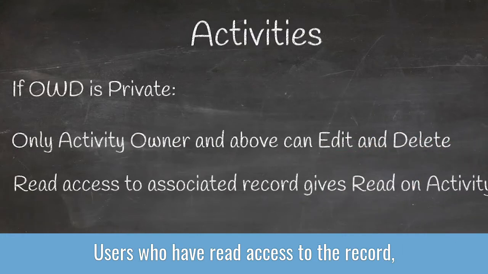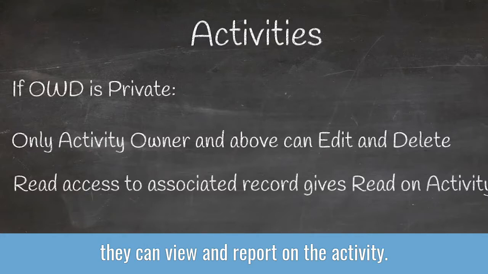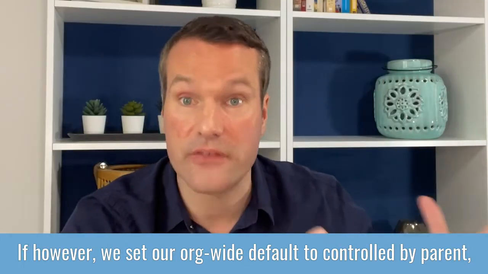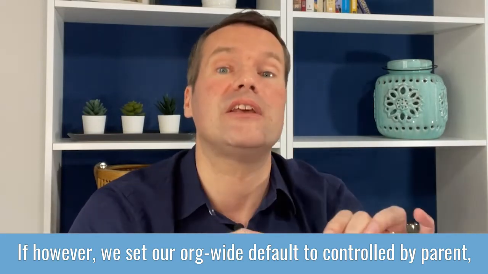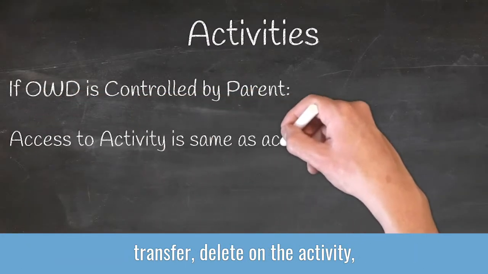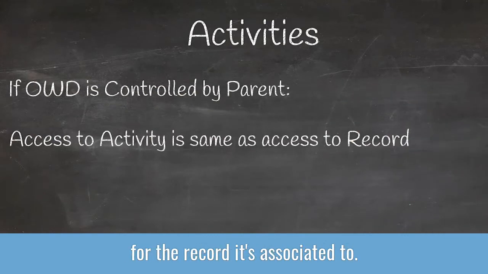And users who have read access to the record to which the activity is associated with, they can view and report on the activity. Now, if however we set our org-wide default to controlled by parent, then a user can perform an action such as view, edit, transfer, delete on the activity based on whether they can do that for the record it's associated to.